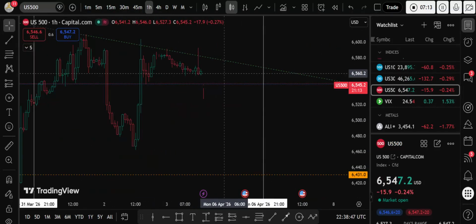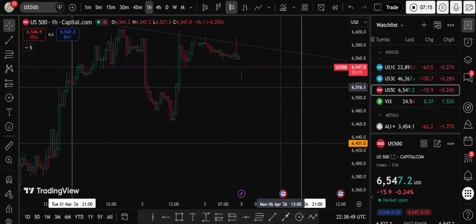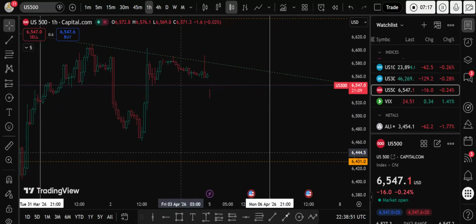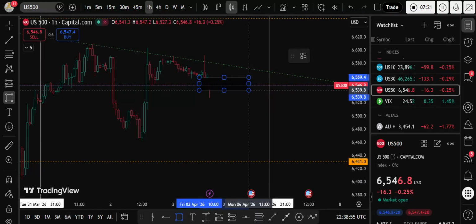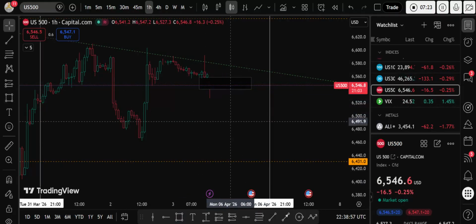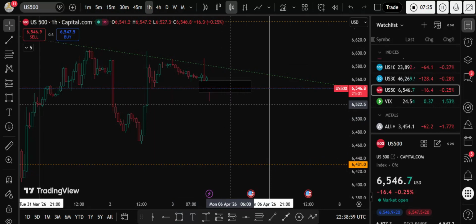Okay, so I said it. There's a gap here, and this gap must be filled. Always remember when there's a gap on any asset, for example the indexes and also the stock market, whenever there is a gap, it goes and it comes back to fill the gap.